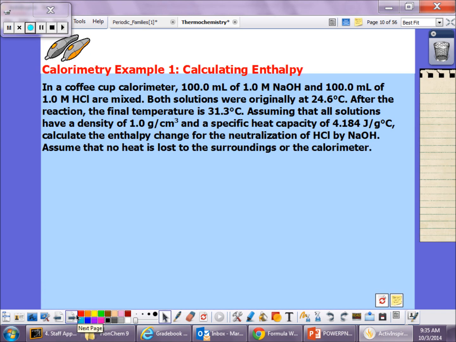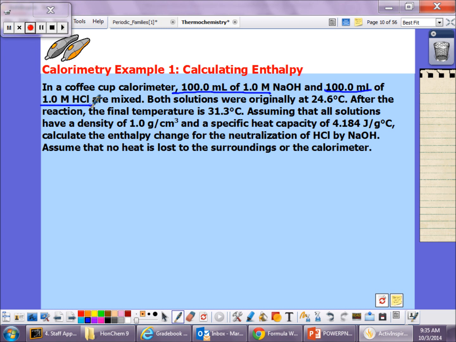Now, this is the first way we will use to calculate delta H. If you can have your calculators ready for us, please. First way is calorimetry. From the different ways to calculate delta H, number 1 is calorimetry. Let me see. In a coffee cup calorimeter, 100 ml of 1 molar sodium hydroxide and 100 ml of 1 molar hydrochloric acid are mixed.